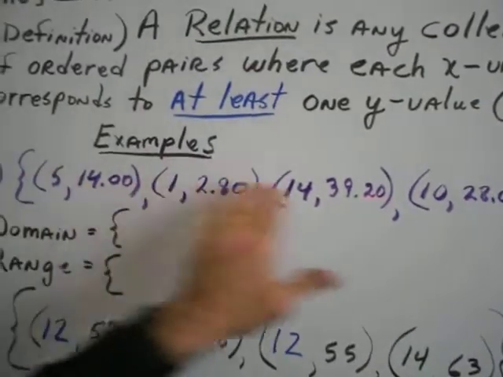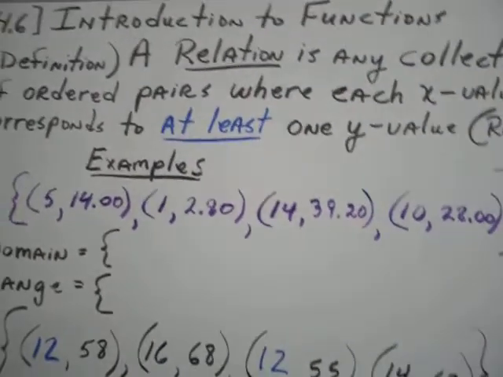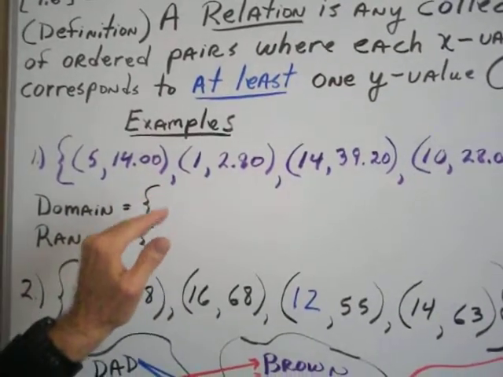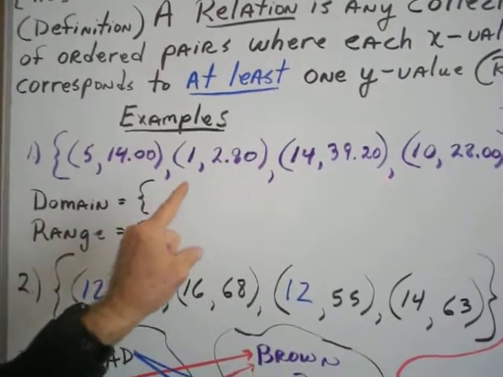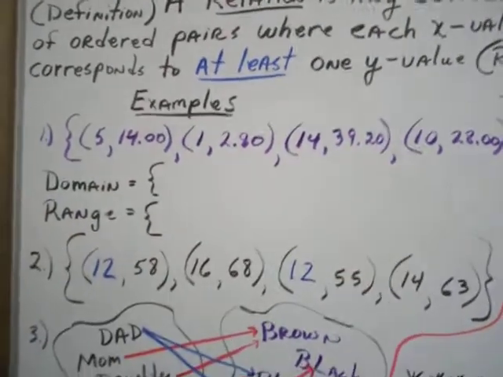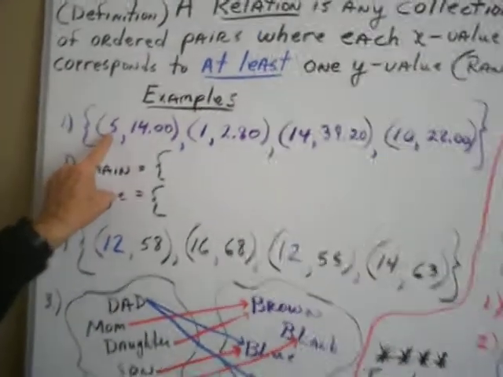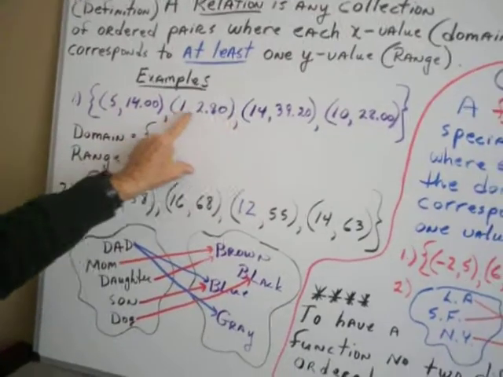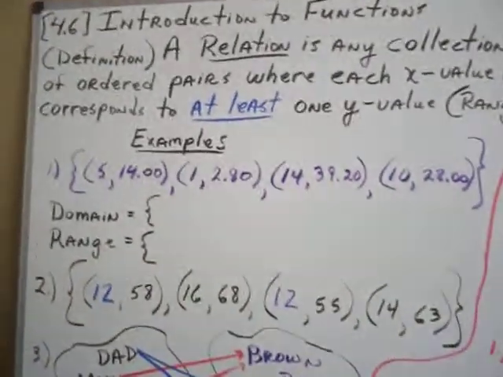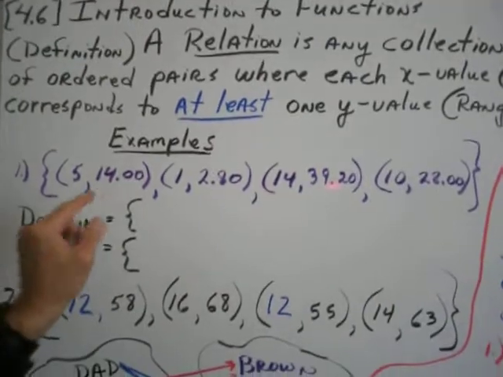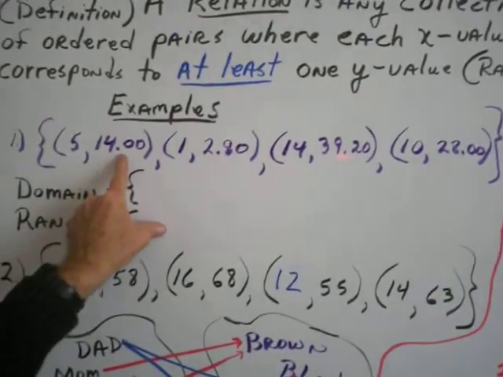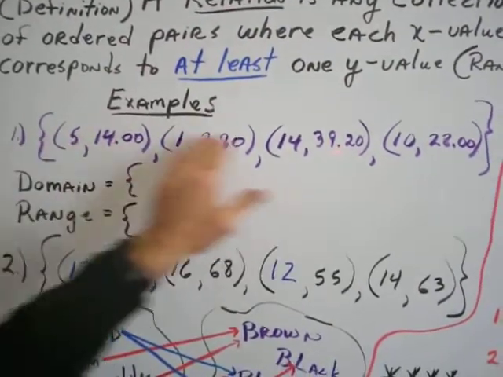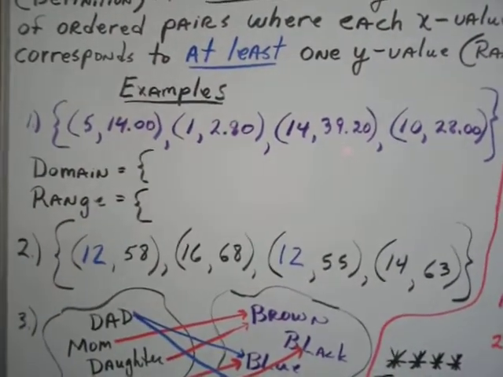This is an example of a relation. We're also going to find out in a moment that it happens to also be an example of a function, but that'll come in a few minutes. A relation is any collection of ordered pairs where each value of x, called the domain, the 5, the 1, the 14, and the 10, correspond to at least one range value, the cost. This happens to be an example of a relation.